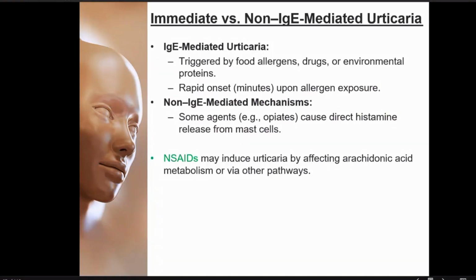Immediate versus non-IgE mediated urticaria. IgE mediated urticaria is triggered by food allergens, drugs and environmental proteins. It has rapid onset, within a minute of allergen exposure. In non-IgE mediated mechanisms, some agents like opiates cause direct histamine release from the mast cell, so this is also responsible for urticaria. NSAIDs may also induce urticaria by affecting arachidonic acid metabolism or via other pathways.